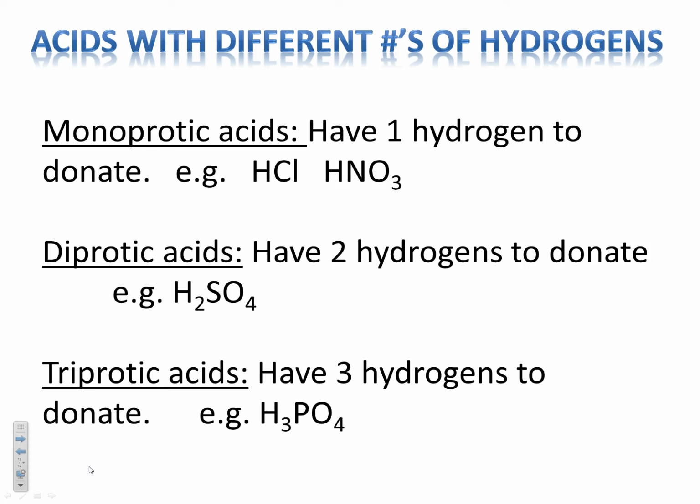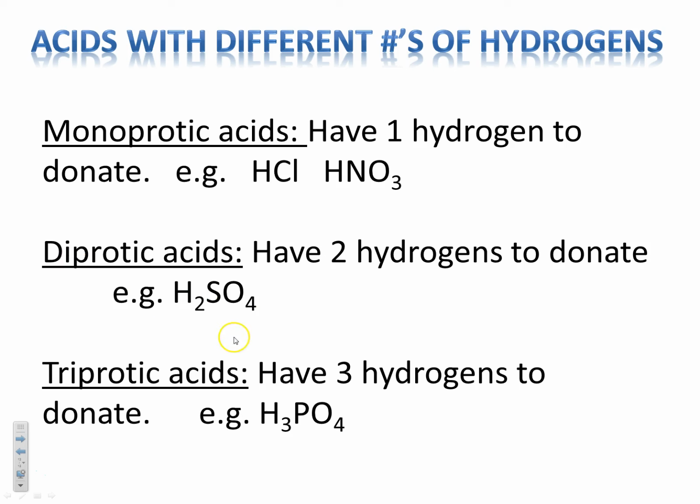The last thing I'm going to talk about here is some different terminology in terms of the number of hydrogens that are available to donate. Some acids can donate multiple protons. Some of them only have 1 proton or 1 hydrogen to donate. When we say monoprotic acid, that term means that it just has one hydrogen. You can see HCl, which is hydrochloric acid, or HNO3, which is nitric acid. Those ones just have one hydrogen available.